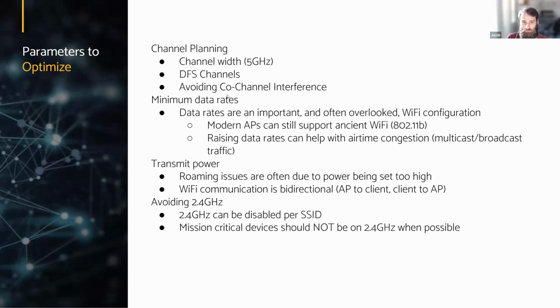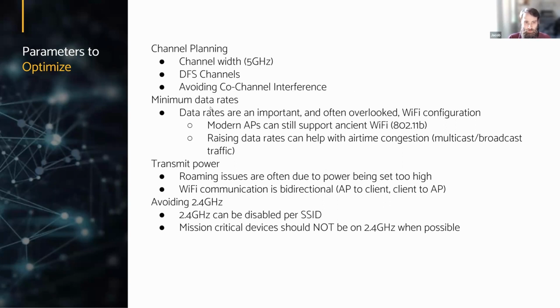And really the goal of channel planning as a whole is to avoid what we call co-channel interference, where you have other APs in earshot of each other that are on the same channel, right? And that results in overhead, because there's more chatter on that channel than there otherwise might be.